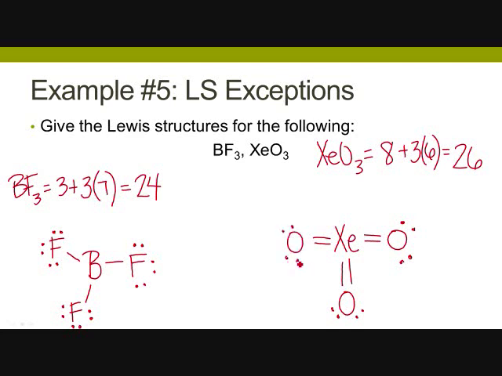And then each oxygen would get 2 more pairs of electrons on them. Okay? But at this point, that's not enough electrons. 2, 4, 6, 8, 10, 12, 14, 16, 18, 20, 22, 24. We need to add 2 more on the xenon to complete that. So the xenon is breaking the rule, but the oxygens are not. So that's why this is okay.